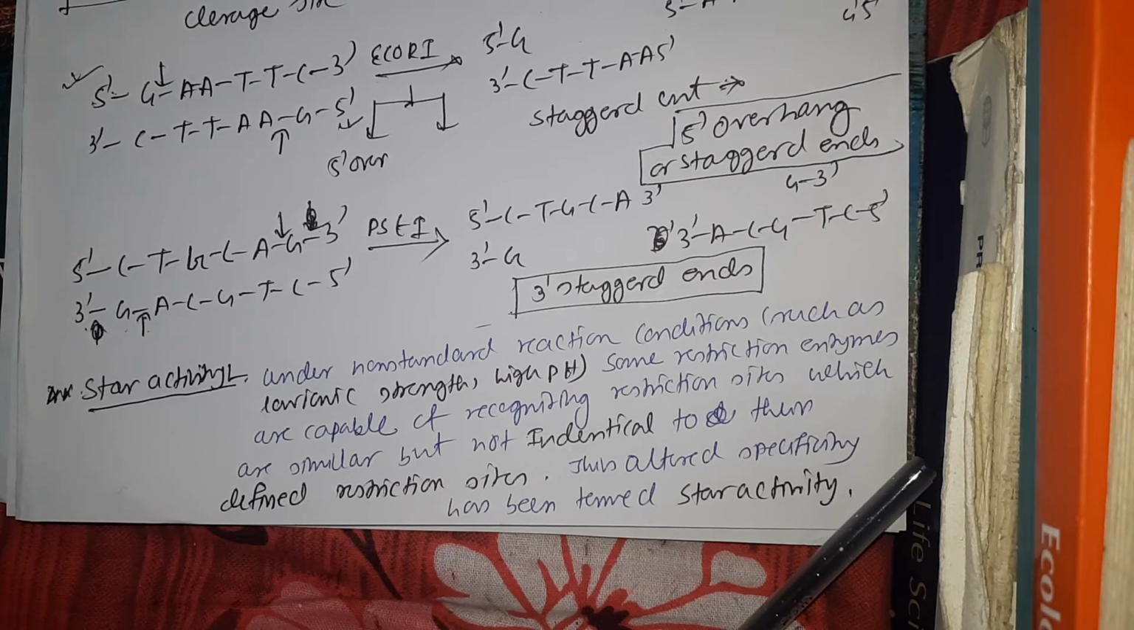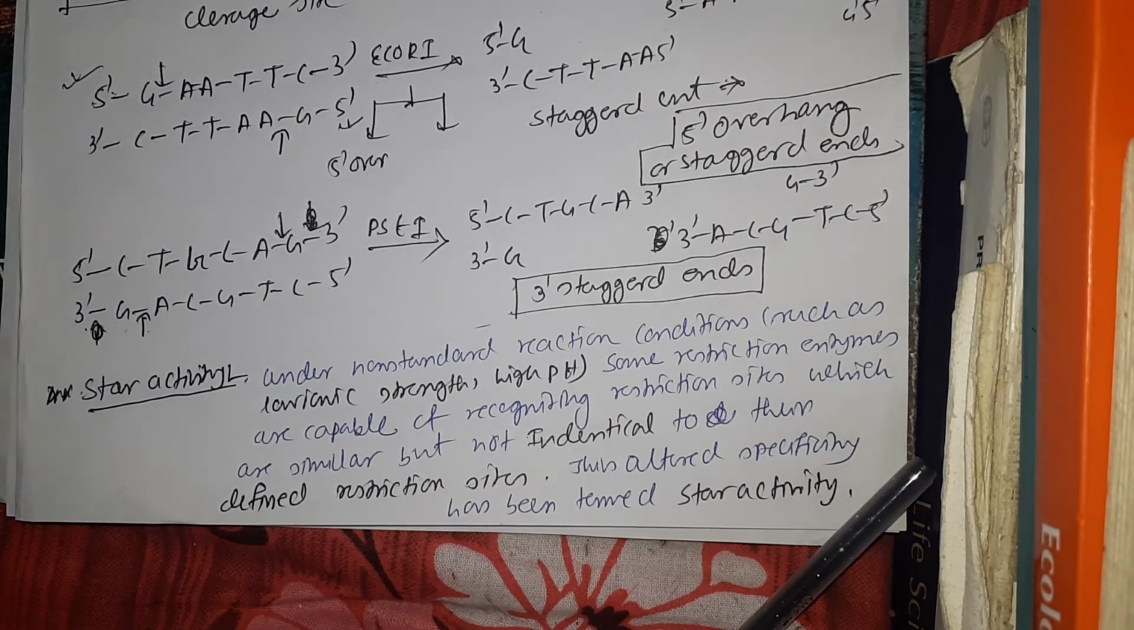It may sound like something like cross reactivity that you have learned in immunology, right, where an antibody has the ability to recognize similar epitopes but not identical epitopes to which they are specific. Okay, and the similar thing is exactly the case in RDT, star activity, in which your restriction endonuclease has the ability to recognize a similar restriction site, not identical, under non-standard conditions, and this kind of altered specificity has been termed star activity.